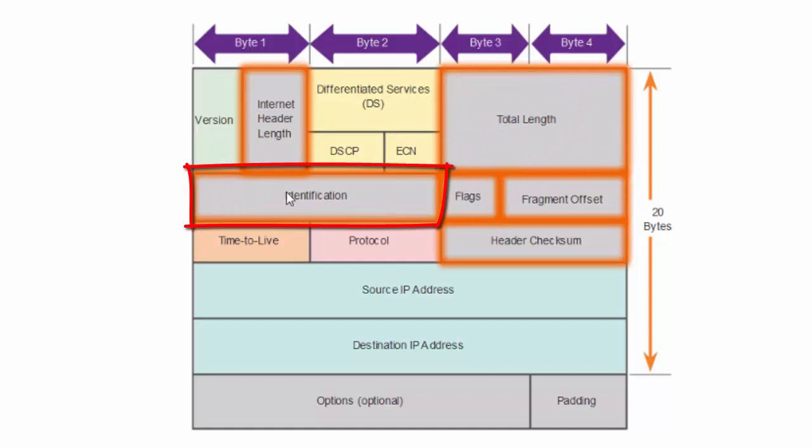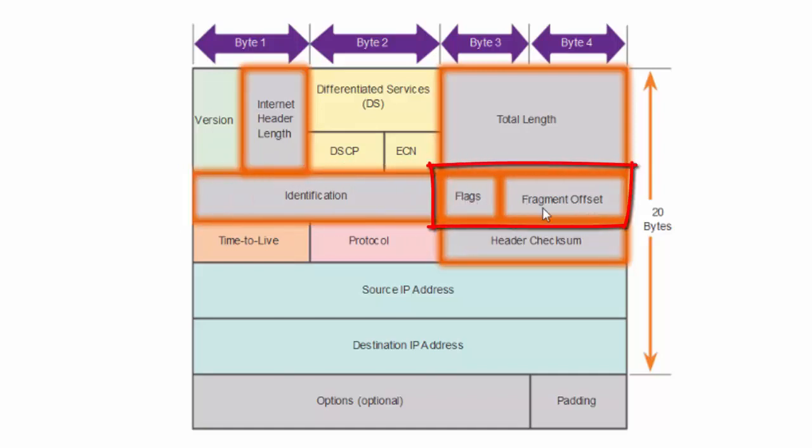There is that identification field, which is used in case of fragmentation. So as we said, sometimes the router or the node might have to fragment the IP packet into several fragments, in which case the identification number will identify the fragment number inside the total IP packet. So the identification field here will be incremented for different fragments to indicate that this is fragment 0, 1, 2, 3, and so on.